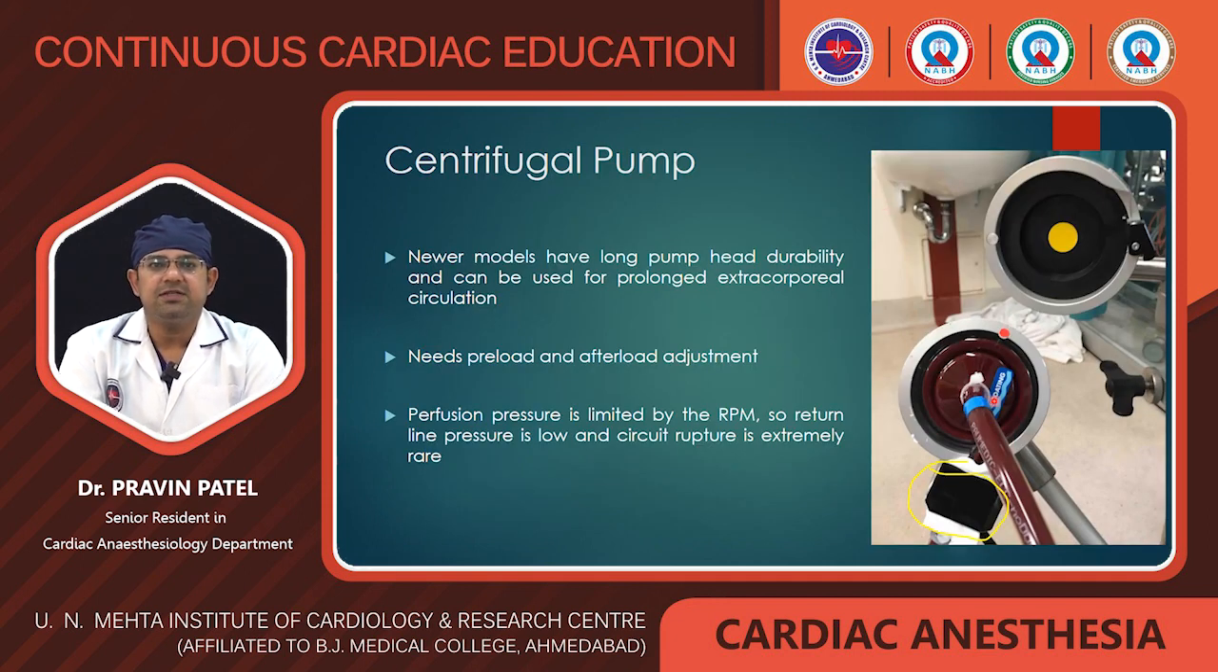Now, newer models have a longer pump head durability because of the latest advancement, and can be used for prolonged extracorporeal circulation. Again, the most important part in the centrifugal pump is that it is preload and afterload dependent. Whenever the preload decreases, the centrifugal pump continues to give the output. In that case, whatever kinetic energy it generates to propel the blood gets converted into heat. So, the heat loss increases.